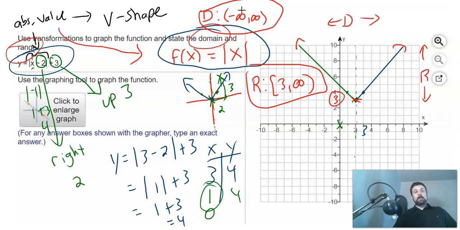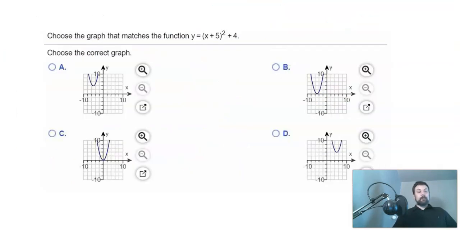All right, let's take a look at the next example. So this one's multiple choice.